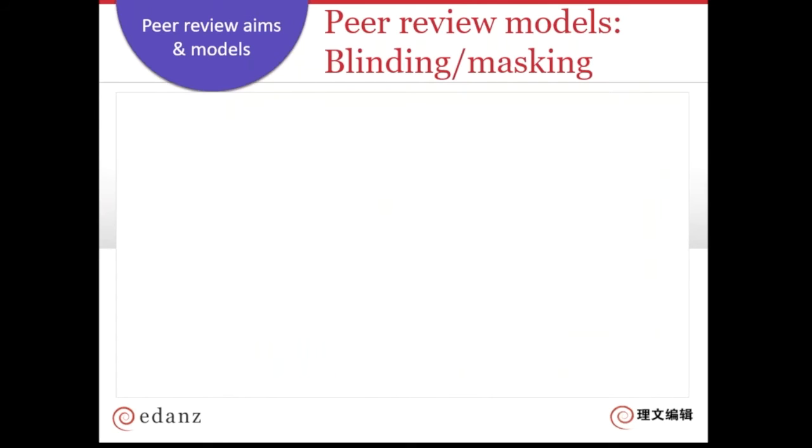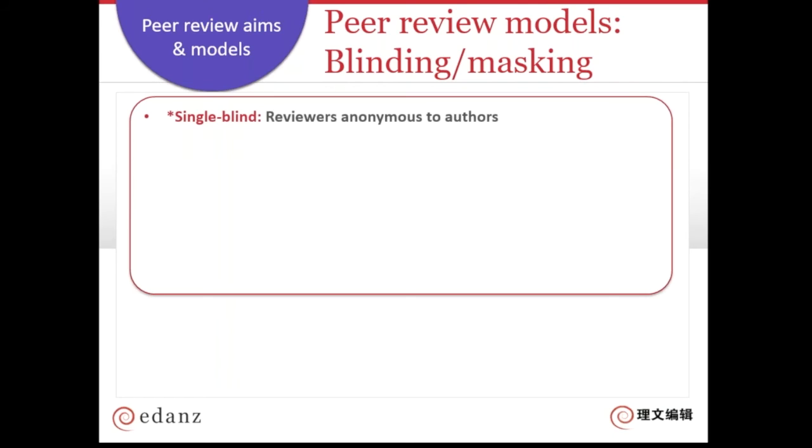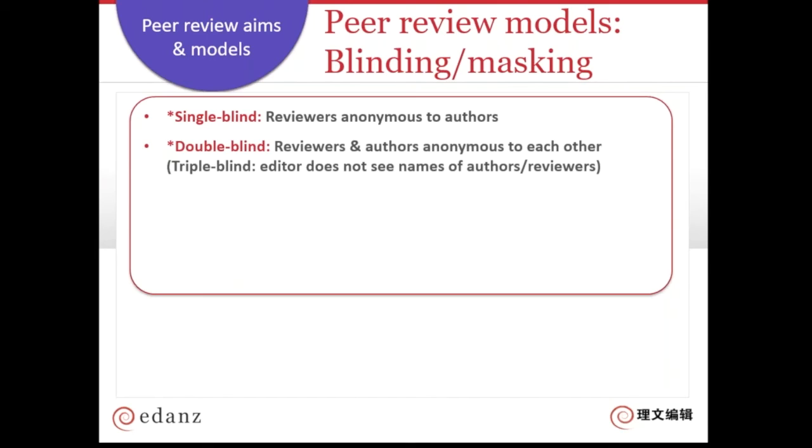Another variation is on who knows who is reviewing the paper. Single blind is where the reviewer can see who the author is, but the reviewer report is not signed, so the author doesn't know who the reviewer is. Double blind is where author and reviewer don't know who each other are. And triple blind is when the editor who makes the final decision doesn't know who the authors or reviewers are. Some people think this leads to more objective and unbiased reviewing.